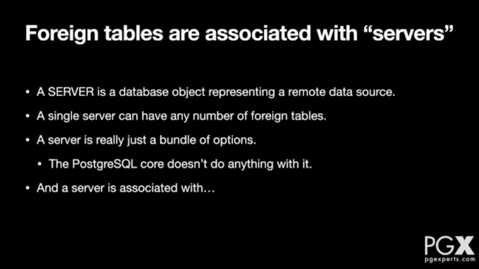So each foreign table has a server associated with it. There's a CREATE SERVER command in Postgres, and that represents the remote data source. A single server can have any number of foreign tables. What a server really is, is just a bunch of options. There's not really semantics associated inside of Postgres with a server, but the kind of options you would have with it is, for example, the access path to a remote database, or if it's a flat file, where on the file system that flat file lives, or things like that.